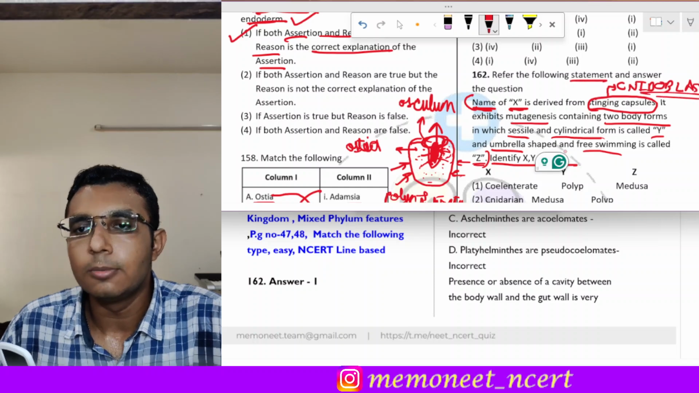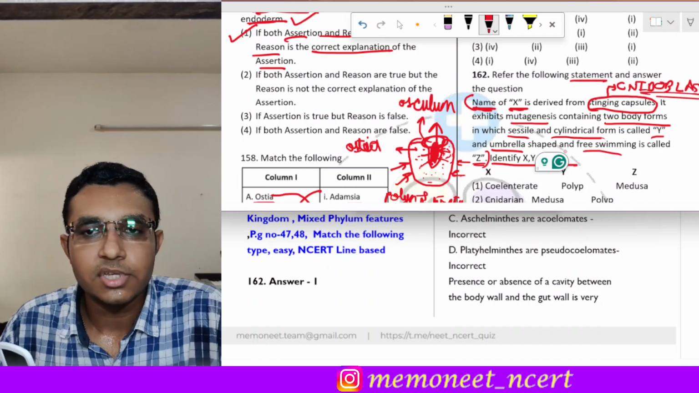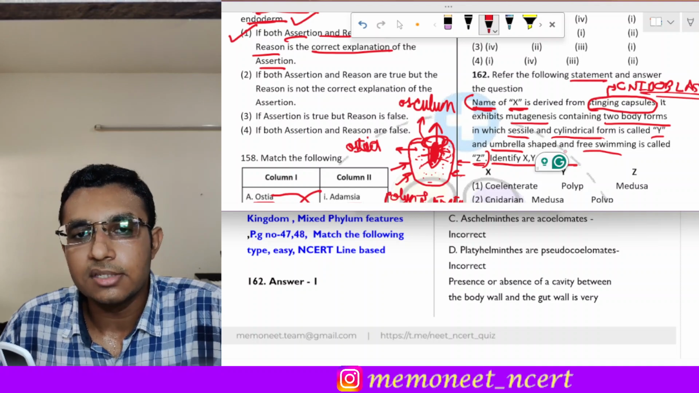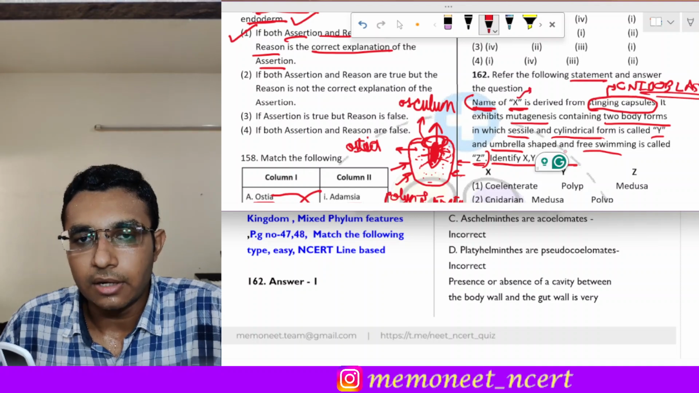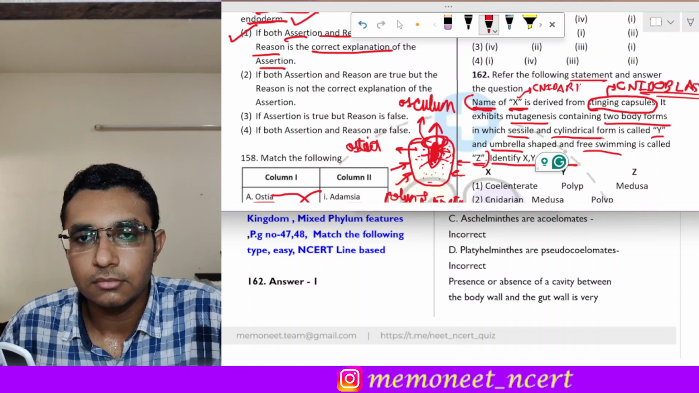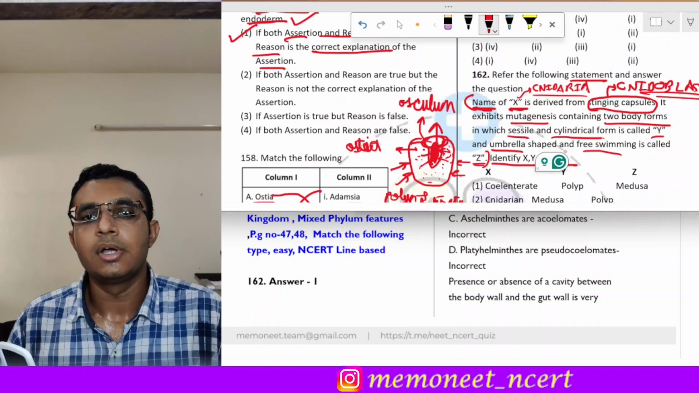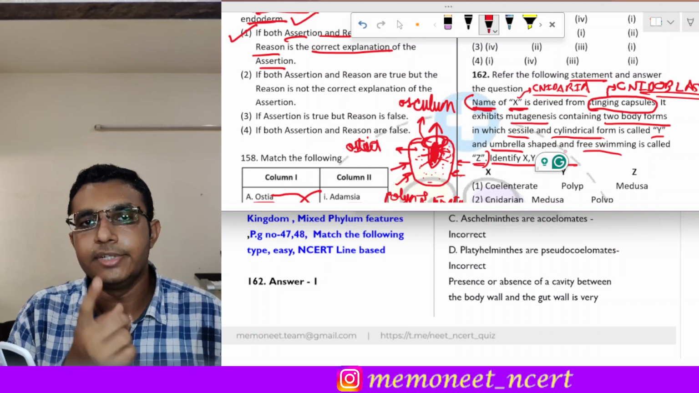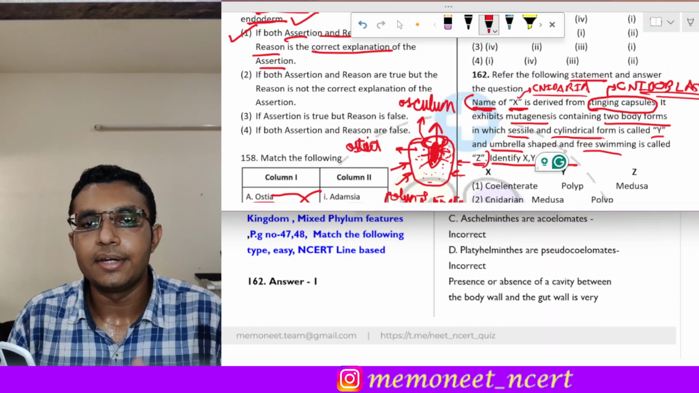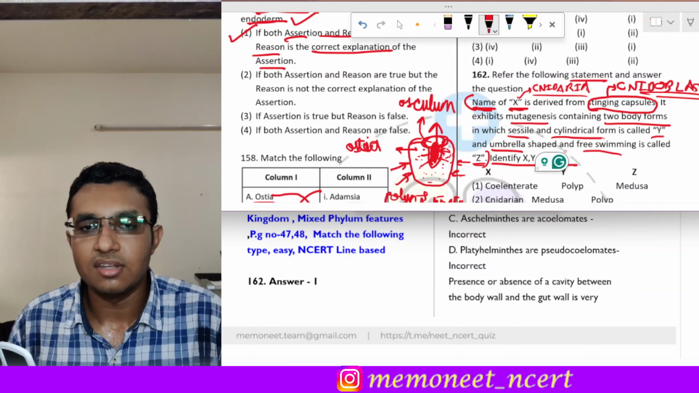Okay, the nidoblasts are also called stinging capsules. So the name of the organism, it belongs to Nidaria, and the other name of Nidaria is Coelenterata. So X belongs to Nidaria or Coelenterata, and it is derived from stinging capsules called nidoblasts.